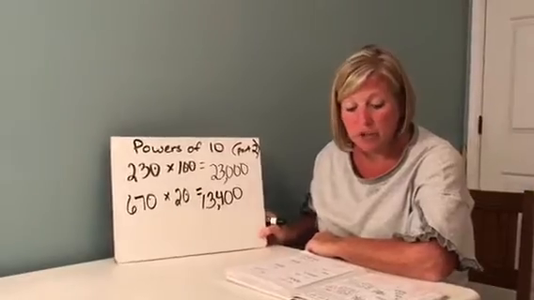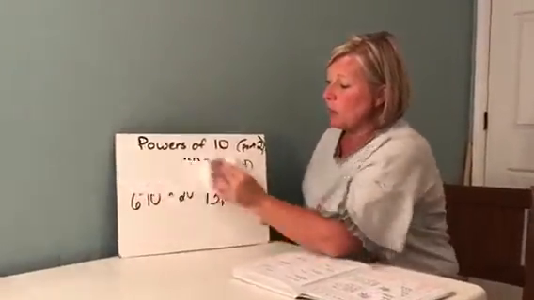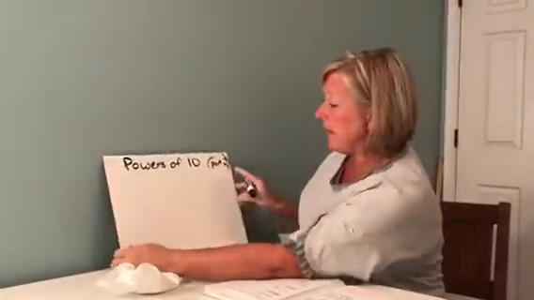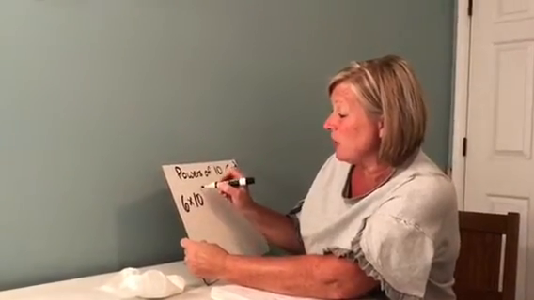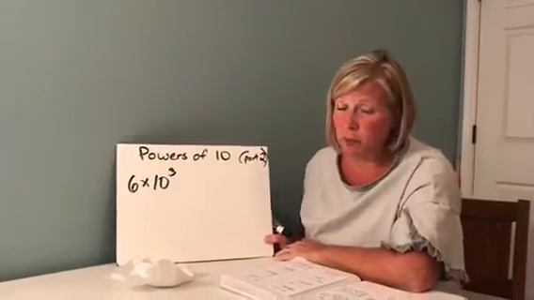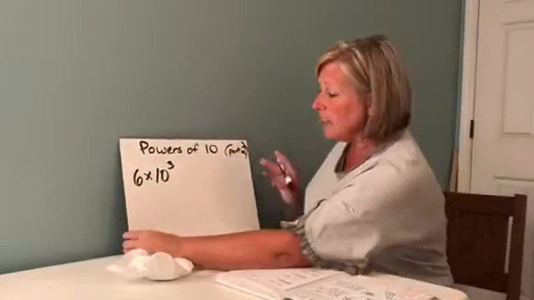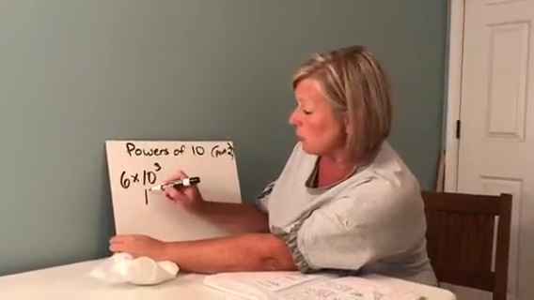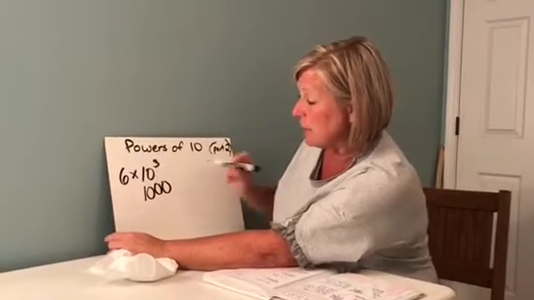Now, one more thing, and I'm going to show you. Sometimes it might show up with an exponent. Okay, so you might have 6 times 10 to the third. Okay, but we've already learned exponents, so this isn't hard. We know what 10 to the third is. But this is also how it's written. A 1 with 3 zeros. 1, 2, 3. That is the same as that.